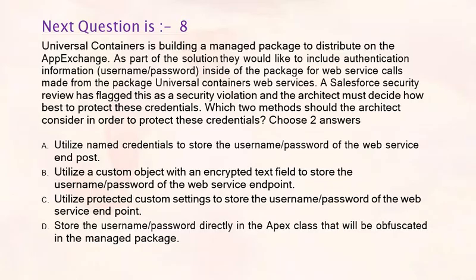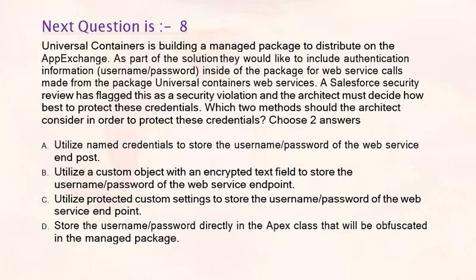Question is Universal Containers is building a managed package to distribute on the AppExchange. As part of the solution, they would like to include authentication information, that is username and password, inside of the package for web service calls made from the package to Universal Containers web services. A Salesforce security review has flagged this as a security violation, and the architect must decide how best to protect these credentials. Which two methods should the architect consider in order to protect these credentials?